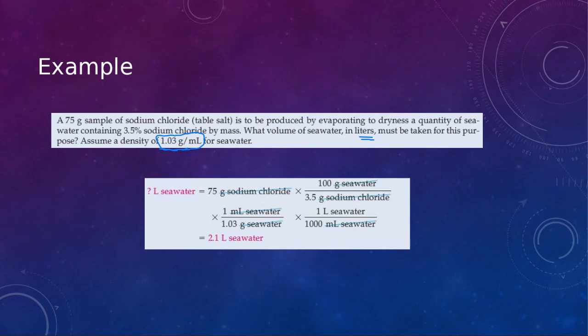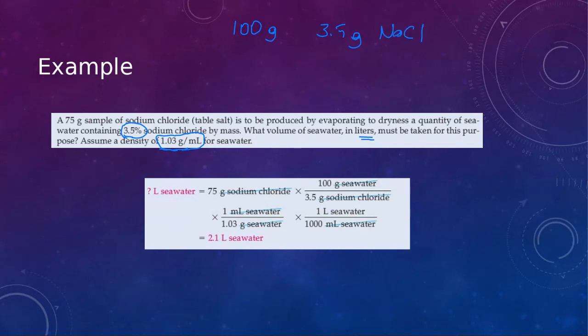This is the 75 gram sample of sodium chloride. Actually, writing here, by evaporating to dryness with that mixture, you can get this salt, and the water vapor goes away, and then you get only salt. Heating or evaporating, we can call it. Actually, here the percent, 3.5%, what does it mean? This is 100 grams of seawater, for the seawater, 3.5 grams sodium chloride.